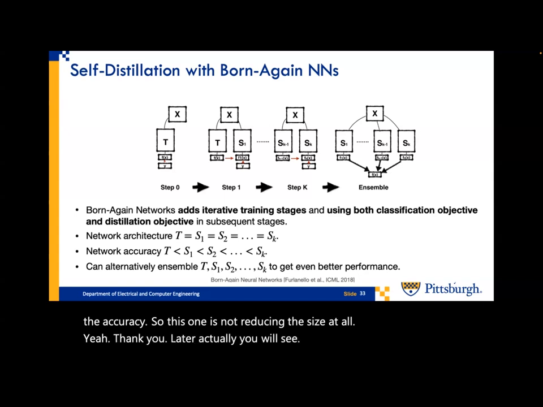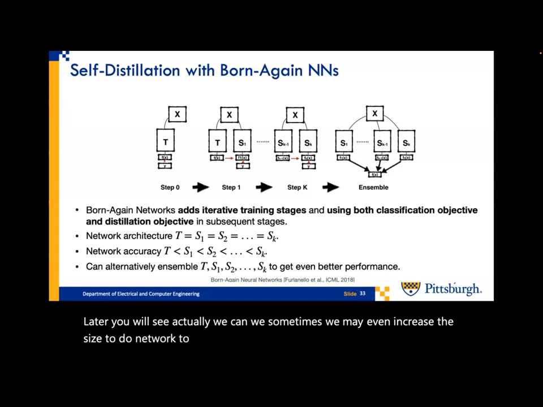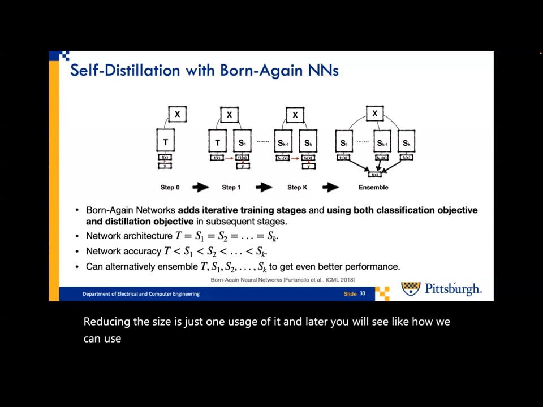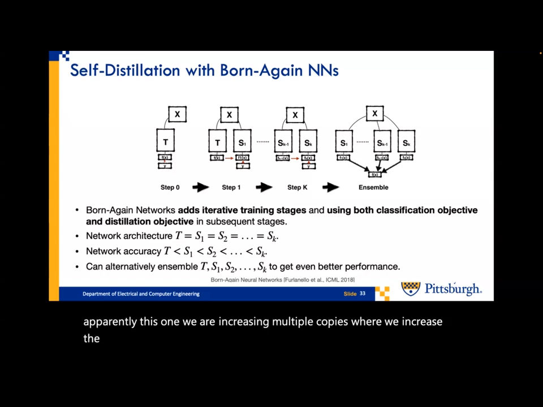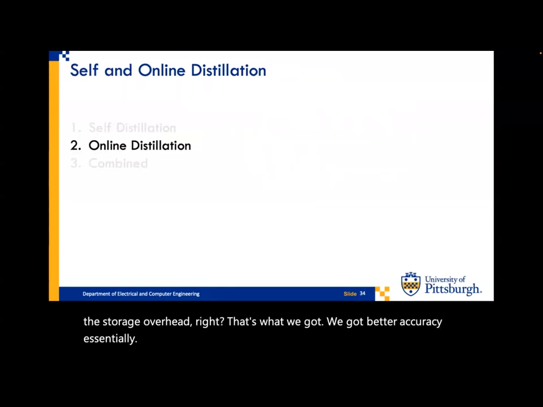Later, you will see, actually, we sometimes may even increase the size to do knowledge distillation. So reducing the size is just one usage of it. And later you will see how we can use knowledge distillation for other purposes. But yes, apparently with this one we are keeping multiple copies, which increases the storage overhead, right? But we get better accuracy essentially.